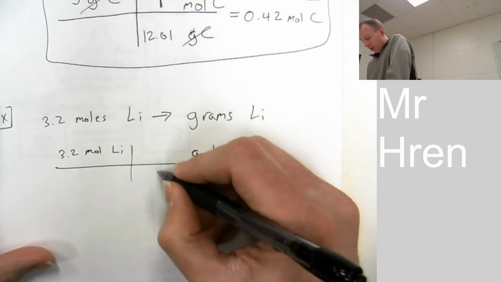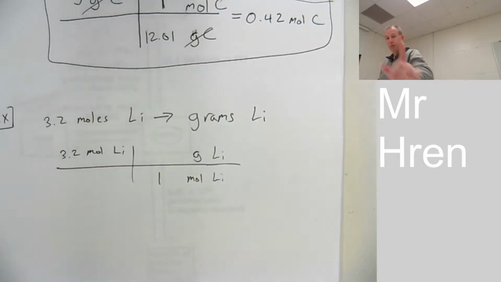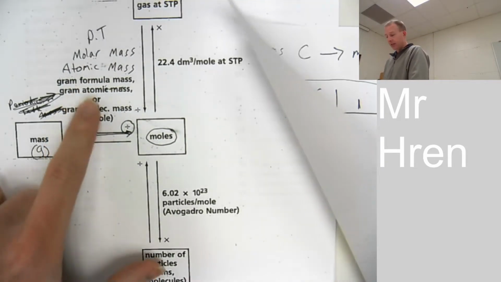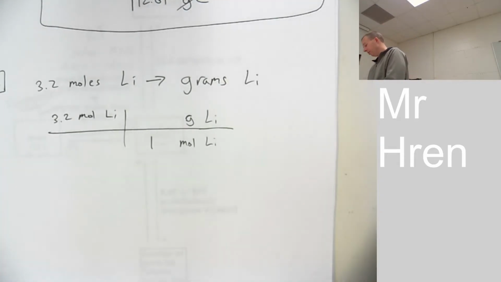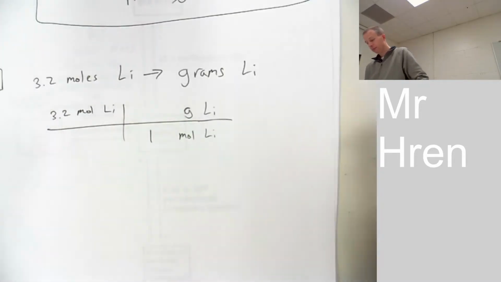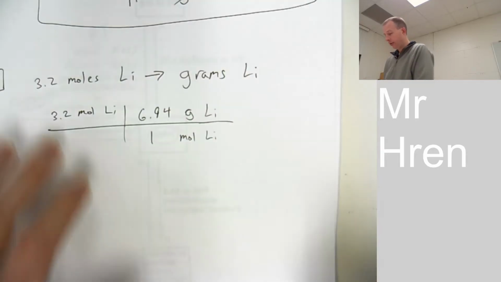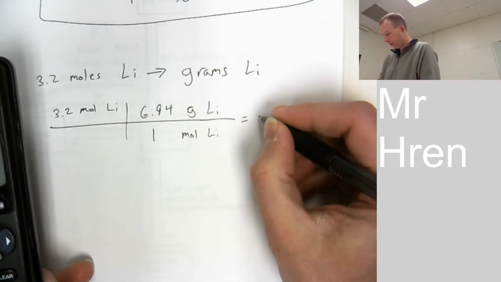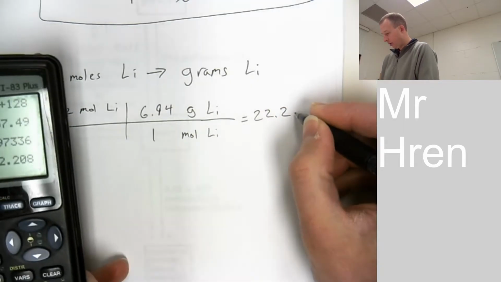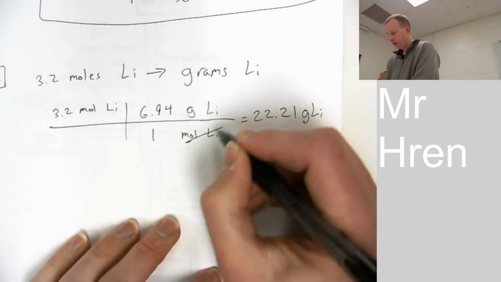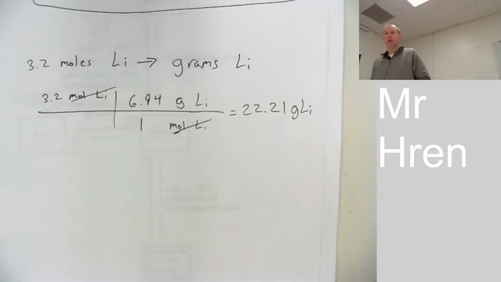Now, numbers, remember, mole always gets the 1, always. Wherever mole is, you put 1 there every time. You are going to multiply by the periodic table mass. Lithium's periodic table mass is right there, it's 6.94. So you're going to do 3.2 times 6.94. That gives us, let's say, 22.21. We'll round up grams of lithium. These will cancel. So there's another example.